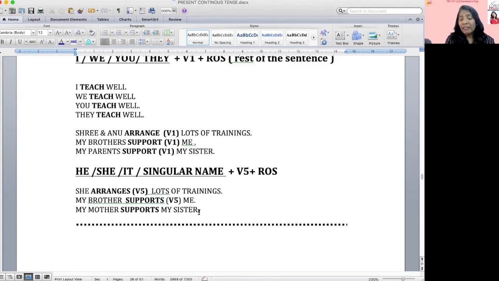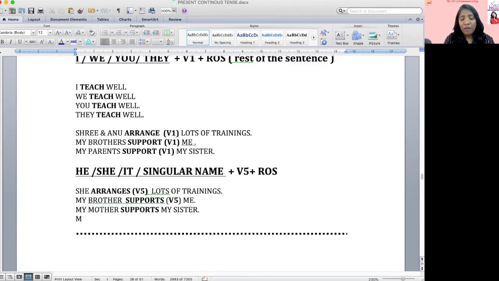At the same time, you can also use some other name, like my father, or you can use Ramesh. Okay, Ramesh speaks Kannada at home, right? Speaks. It's a singular name. You can use this. I hope you're clear with this.